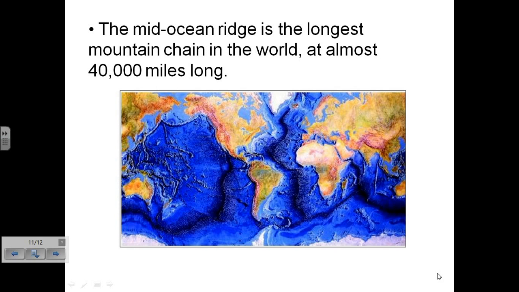Now, the Mid-Ocean Ridge is the longest mountain chain in the world. It extends almost 40,000 miles. And again, that's a ridge, which we spoke about earlier.